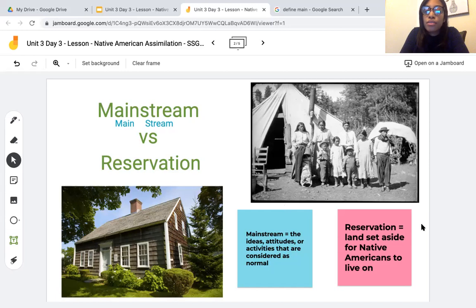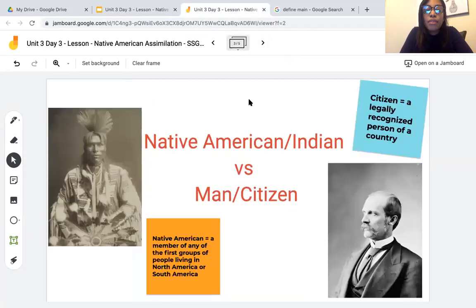And again, you'll reveal the post-its with the definition. Do you guys consider this mainstream? What do we value as a society? And it depends on the perspectives. And you want to make sure that you let the kids know that this reservation is mainstream for Native Americans. However, this is mainstream for the white American. And again, the reservation definition is land set aside for Native Americans to live on, because colonizers, of course, took their land. Then we have Native American or Indian versus man or citizen.